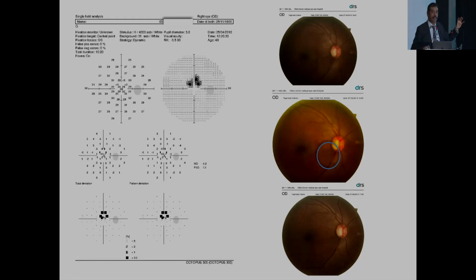Carefully you see the RNFL defect, which is very close to the central papillomacular bundle. Any defect which is close to the central papillomacular bundle with normal IOP values is called an NTG pattern. So once you see this central defect which is close to the macula, that is called an NTG pattern.